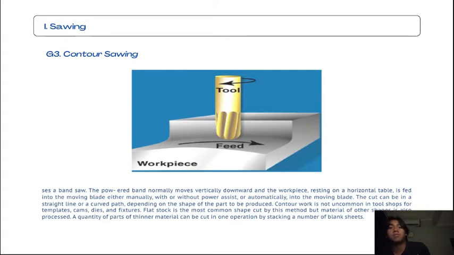Contour work is not uncommon in tool shops for templates, cams, dies, and fixtures. Flat stock is the most common shape cut by this method, but material of other shapes is also cut precisely. A quantity of parts of thinner material can be cut in one operation by stacking a number of blank sheets.